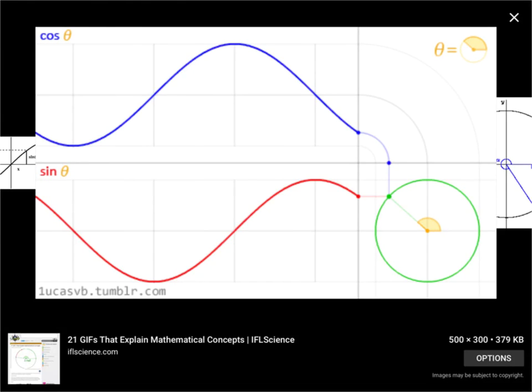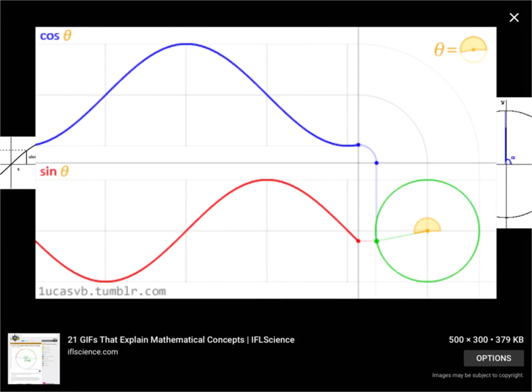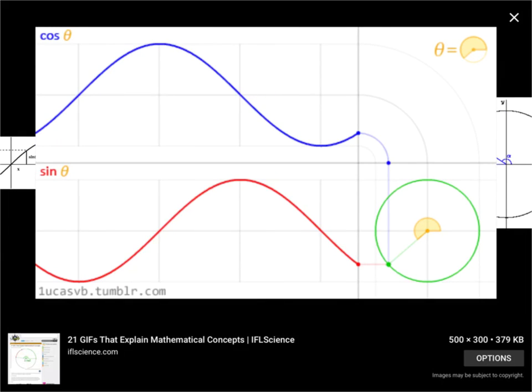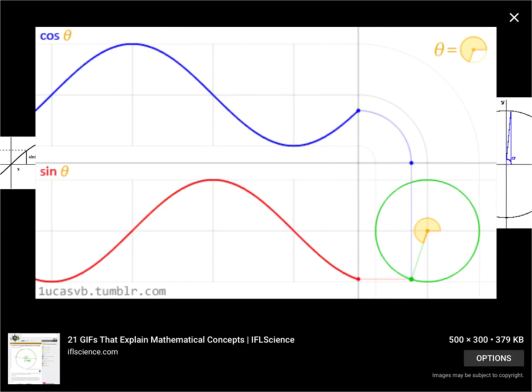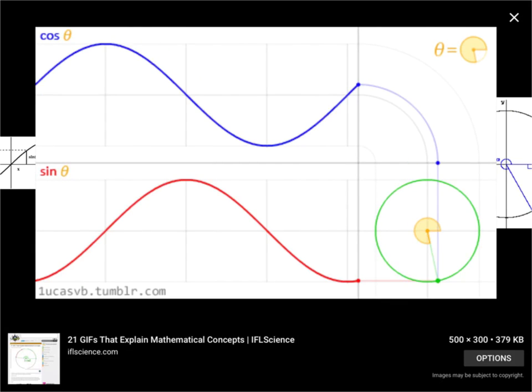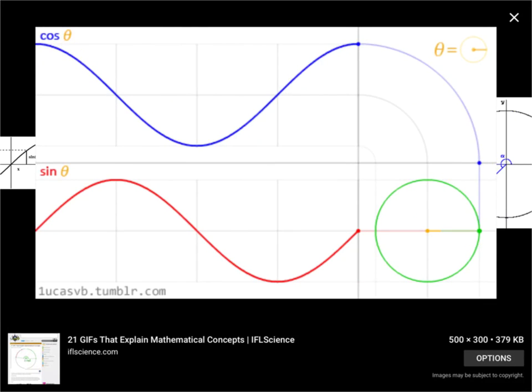As we continue along, we can see the progress as theta increases. Eventually, it will come back to where it started. Here, where it starts at 0, or alternatively 2 pi, we see a full period of both the sine and the cosine function.